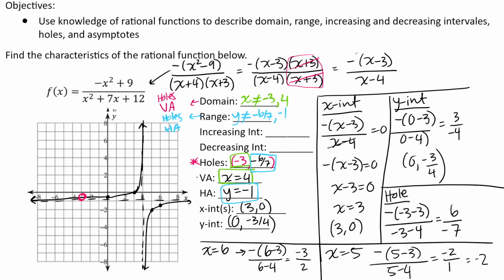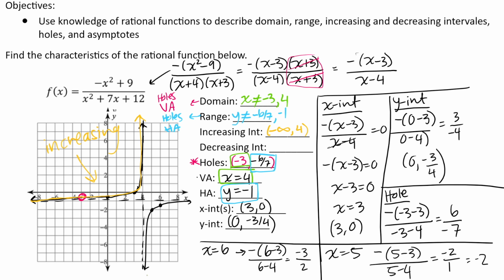For increasing intervals, remember you trace the graph with your finger going left to right. And it's really hard to tell, but here it is going up and then it's going up slightly. So this side is increasing. It's increasing everywhere to the left until we get to 4. So from negative infinity until 4, our graph is increasing.